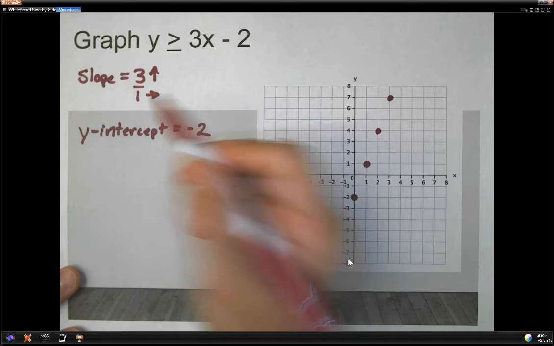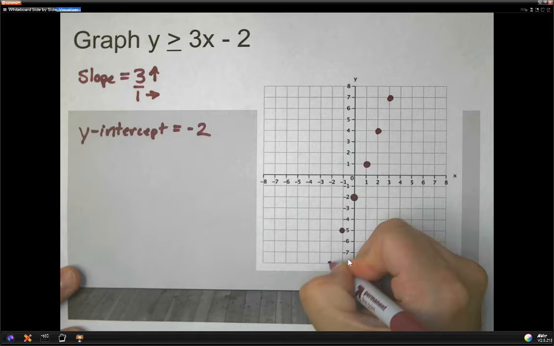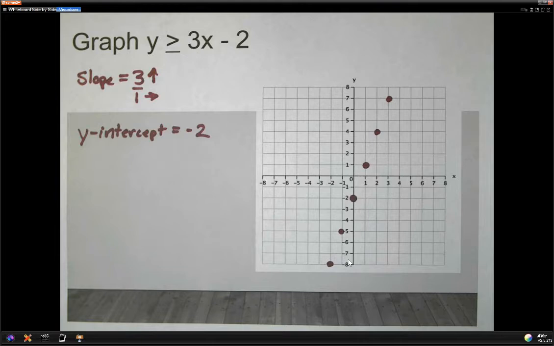So if I go down 1, 2, 3, and left 1, and down 1, 2, 3, and left 1, that will give me a graph that's all the way across our entire plane. Now, before we draw the line, because if this was an equation we would just draw a straight line, I do have to determine: is this line going to be a solid line or a dashed line? And the way I determine that is based on the inequality symbol.